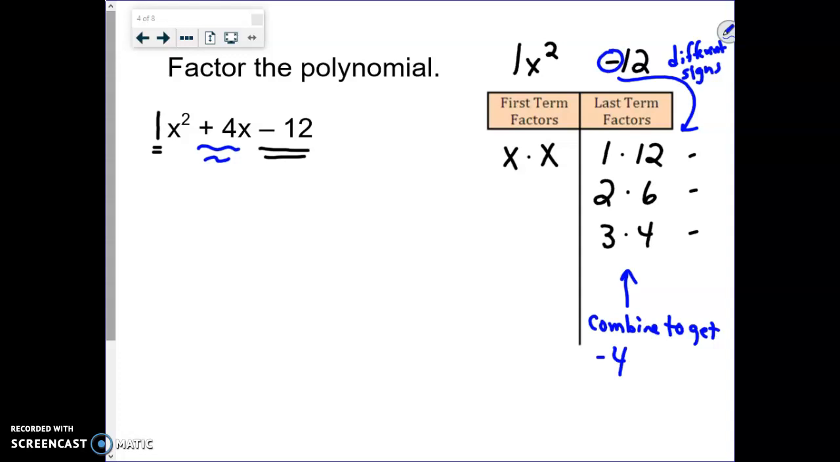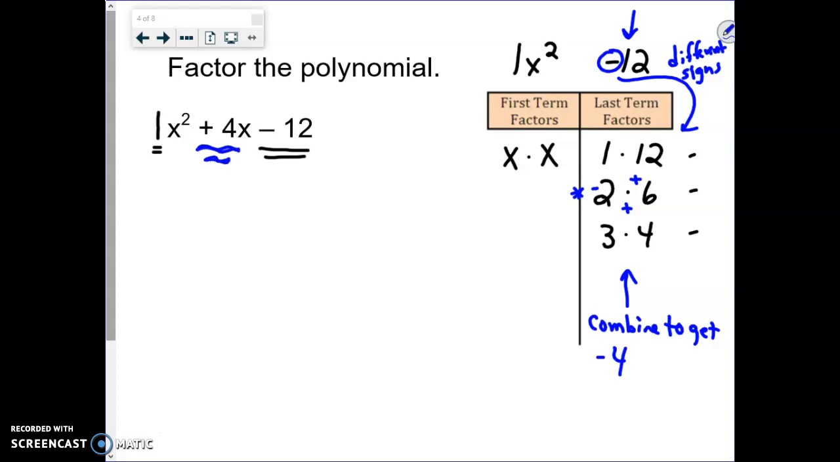So if I take a look here and think about this, if I have different signs, for instance, let's look right here at 2 and 6. If I were to make this a negative 2 and this a positive 6, what do you get when you take negative 2 times a positive 6? You get negative 12 right here. What do you get when you take a negative 2 and combine it together with a positive 6? You get this middle term of negative 4.